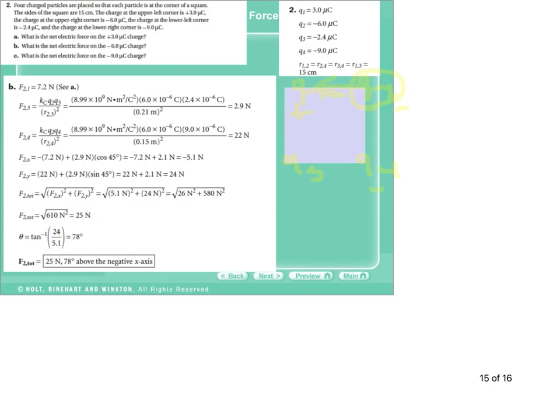So it's going to go this way. Q4 and Q2 are both negative, so they're going to repel. So it's going to try to go up this way. And Q3 and Q2 are both negative, so it's going to try to go this way. So those three vectors are the ones we're going to try to figure out.